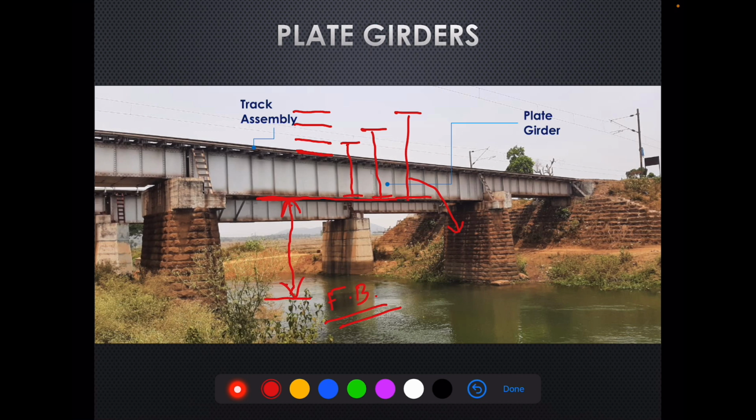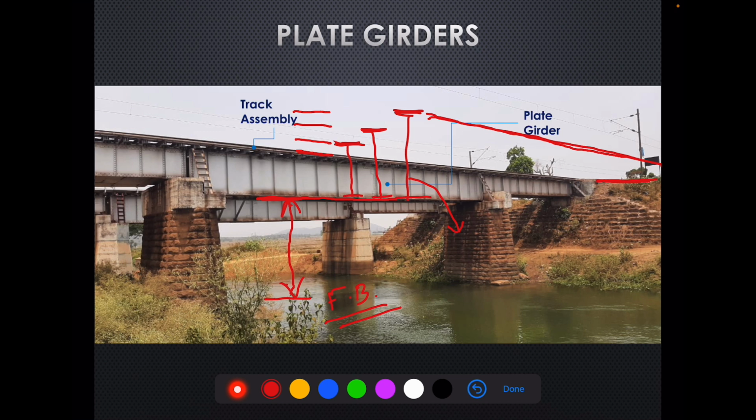The second problem is there is an approach, and the track which is coming from the approach to the bridge has got a certain level. So we cannot go beyond a reasonable limit at the bridge location, because then we have to ramp it down to match it with the normal ground level somewhere in the approach. So the length of this ramp will go on increasing if we increase the depth of the girder.